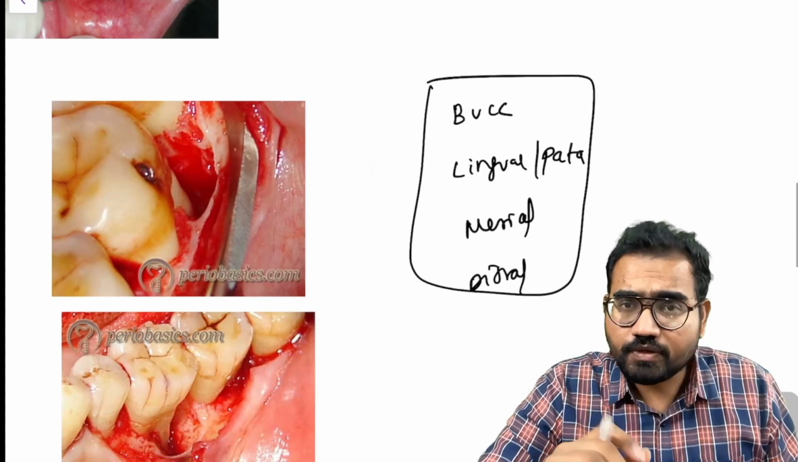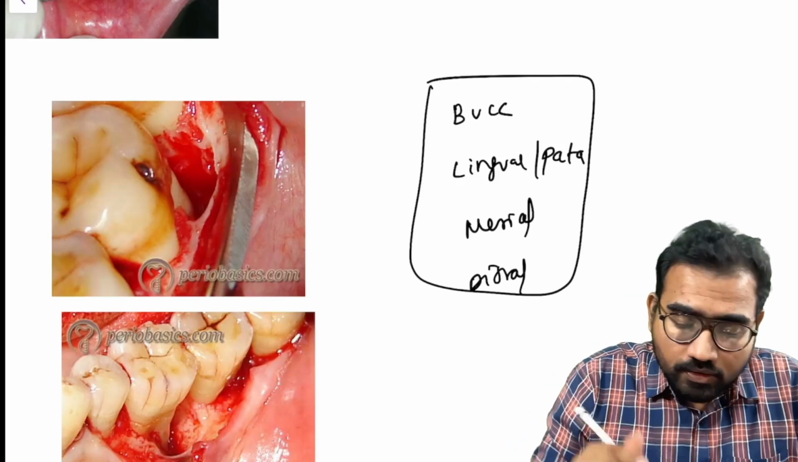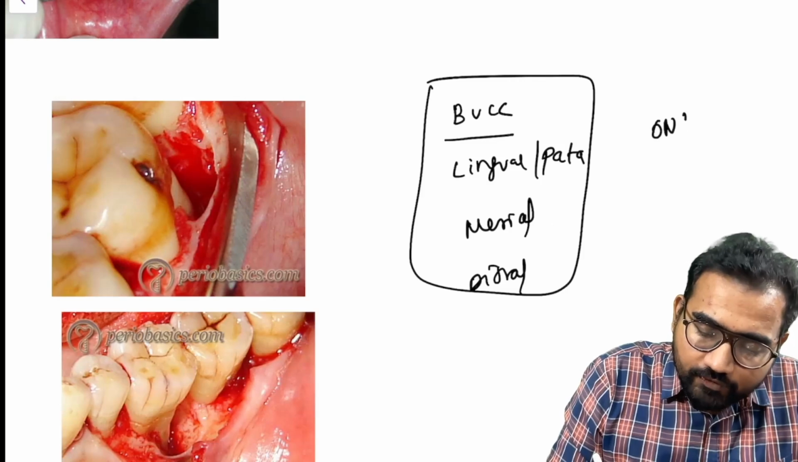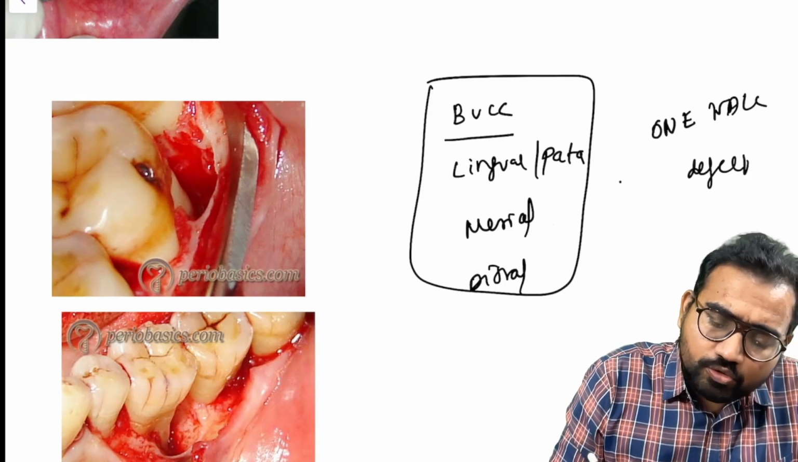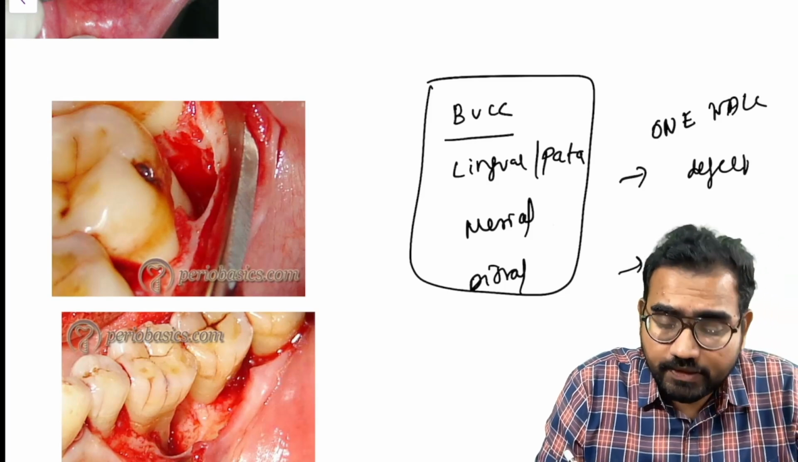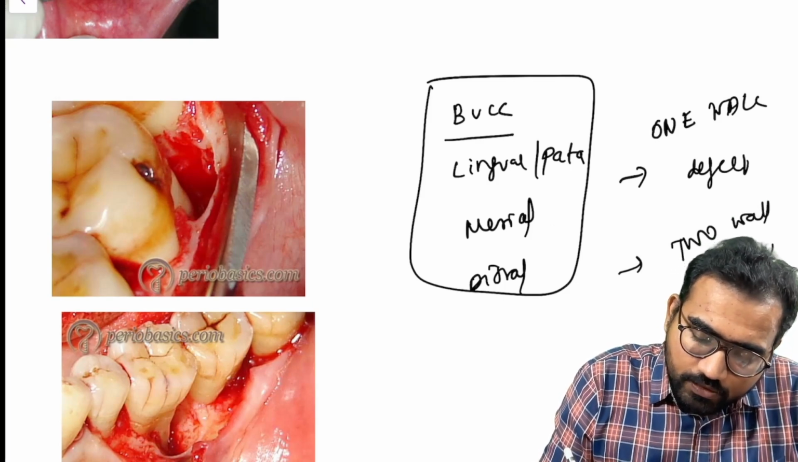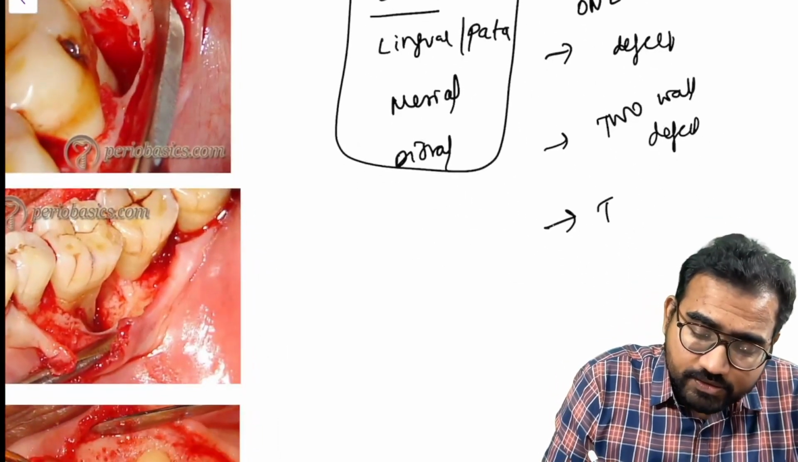Okay, so similarly, if you see a tooth which has only one wall, it is called a one wall defect. A tooth which has two walls present is a two wall defect. A tooth which has three walls present is called a three wall defect.